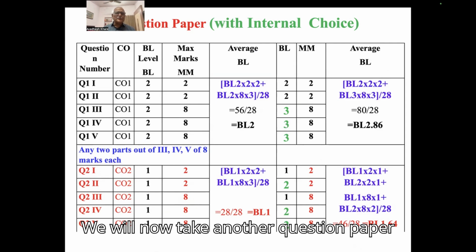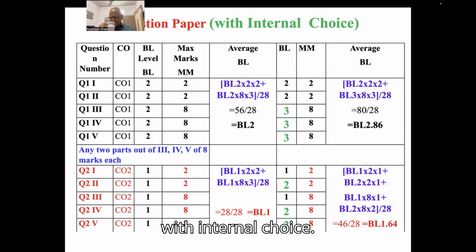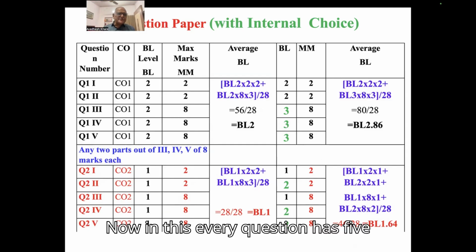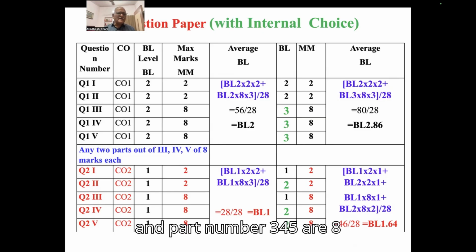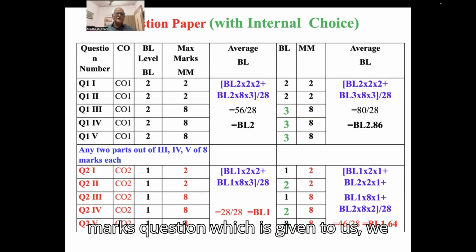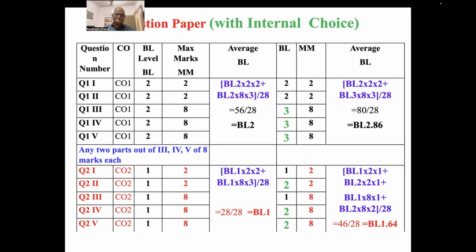We will now take another question paper with internal choice. In this, every question has 5 parts. Parts 1.1 and 1.2 are 2 marks each, and parts 3, 4, 5 are 8 marks each. Out of the last 3, 4, and 5, we have a choice to solve only 2 parts. So out of the 28 marks question which is given to us, we have to solve a 20 marks question.